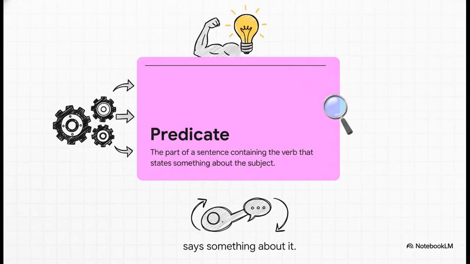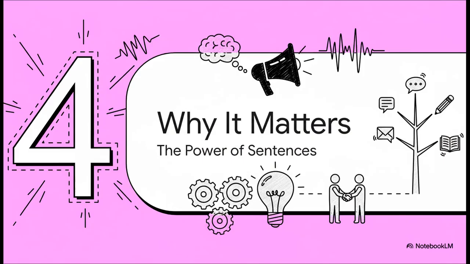So that's the magic combo. The predicate is the part that does all the work. It provides the verb and really brings the subject to life. Every complete sentence you've ever said or written has had these two parts working in perfect harmony, a subject and a predicate, saying something about it. So we've kind of dissected the sentence. We know it has a subject and a predicate. But let's be honest, why does this really matter? Why should you care about this stuff in the real world?